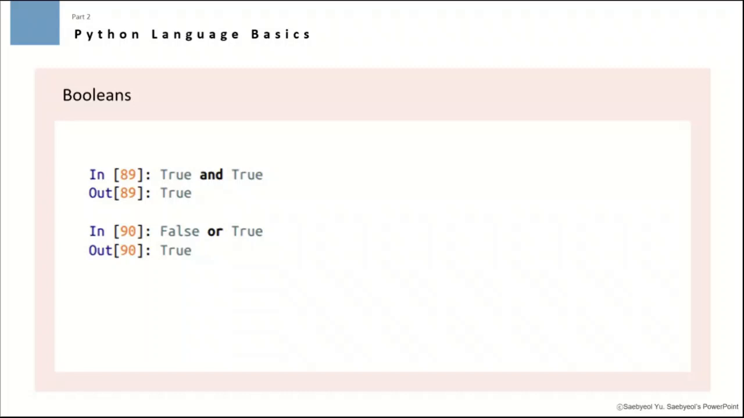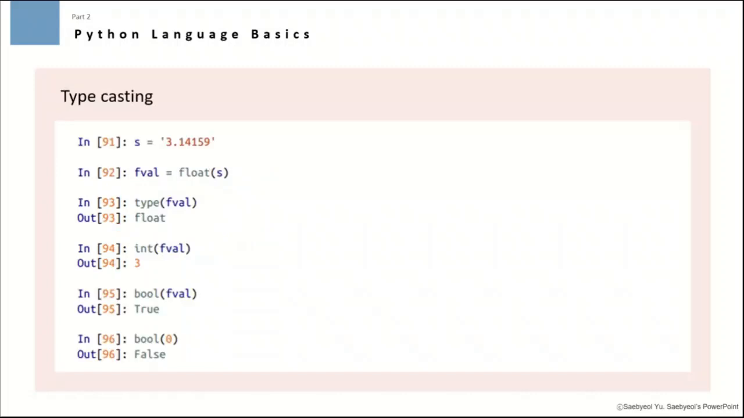The two Boolean values in Python are written as True and False. Comparisons and other conditional expressions evaluate to either True or False. Boolean values are combined with the and and or keywords. The str, bool, int, and float types are also functions that can be used to cast values to those types.